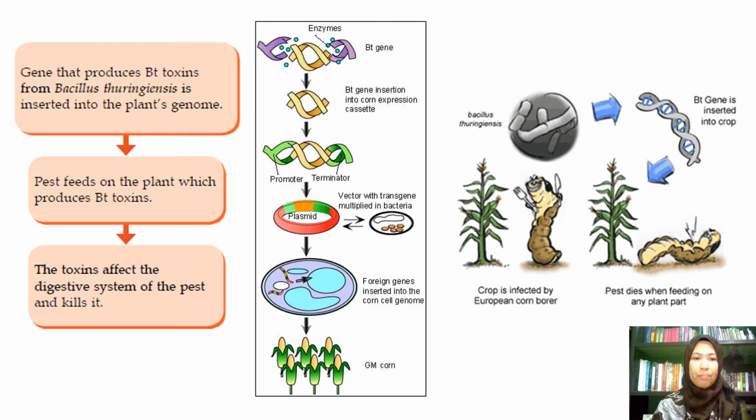Okay, so these are the steps involved. The gene from Bt, Bacillus thuringiensis, codes for the formation of the toxin produced by Bacillus thuringiensis. So the gene that codes for the formation of the toxin from Bacillus thuringiensis will be inserted into the plant's genome. Now the pest feeds on the plant which produces Bt toxin. The toxin affects the digestive system of the pest and the pest will die due to the effect of the toxin.